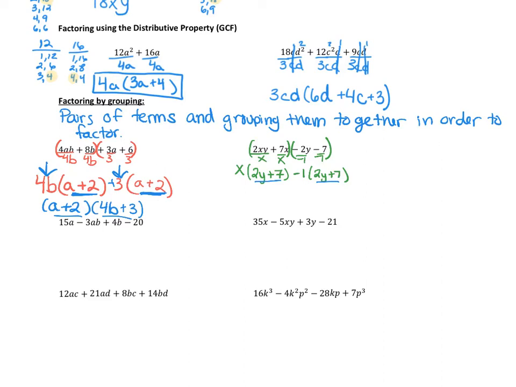So to write my final answer, I'm going to put 2y plus 7. I'm going to write the one that's the same just one time. Then I'm going to take this x and this minus 1, and that's going to go in its own parenthesis. And this will be my final answer.